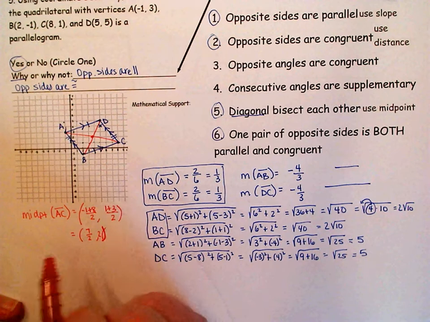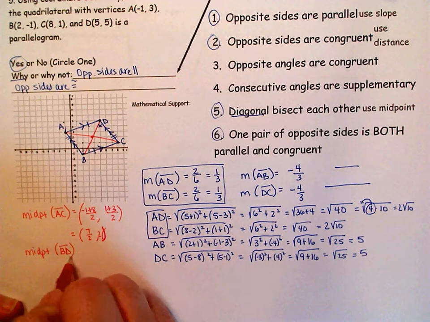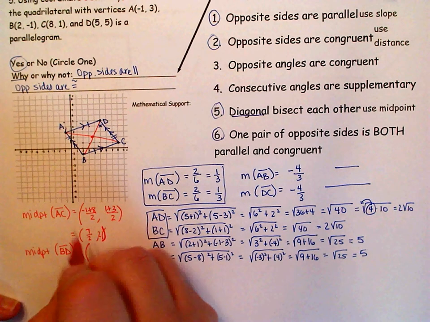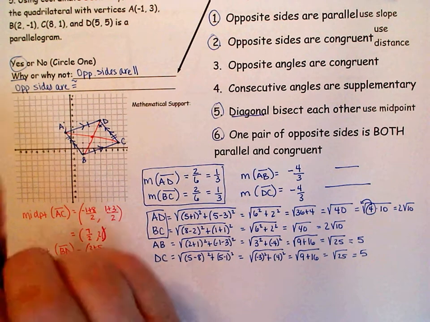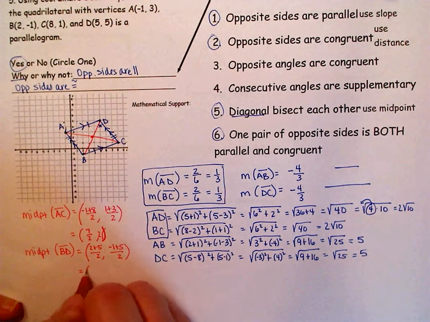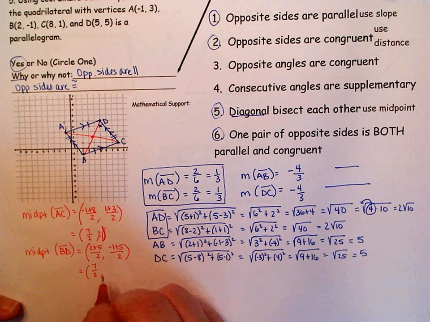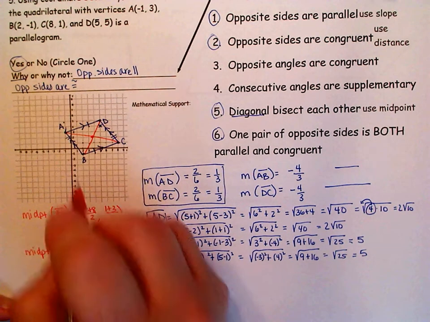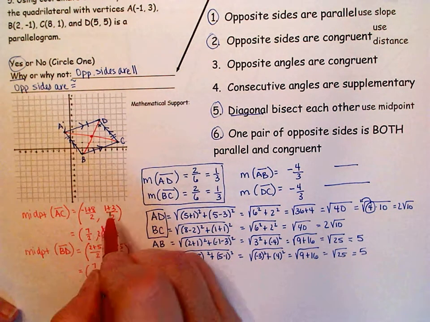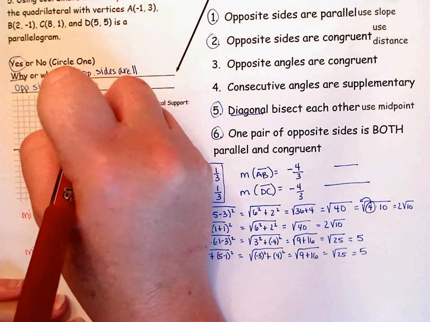Now we want to find the midpoint of B to D, and if it's the same, then we know this is a parallelogram. So using B and D, the x's are 2 and 5, so we'd have 2 plus 5 divided by 2. The y's are -1 and 5, so -1 plus 5 divided by 2. So 2 plus 5 is 7. 7 divided by 2 is 7/2 or 3.5. -1 plus 5 is 4. 4 divided by 2 is 2. They have the same midpoint. That point right there is the midpoint of both diagonals. So if I use midpoint, the reason for why it's a parallelogram would be that the diagonals bisect each other since they have the same midpoint.